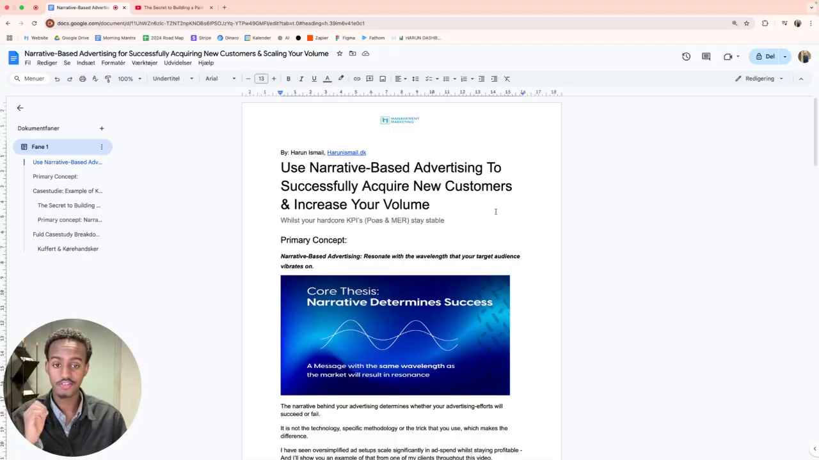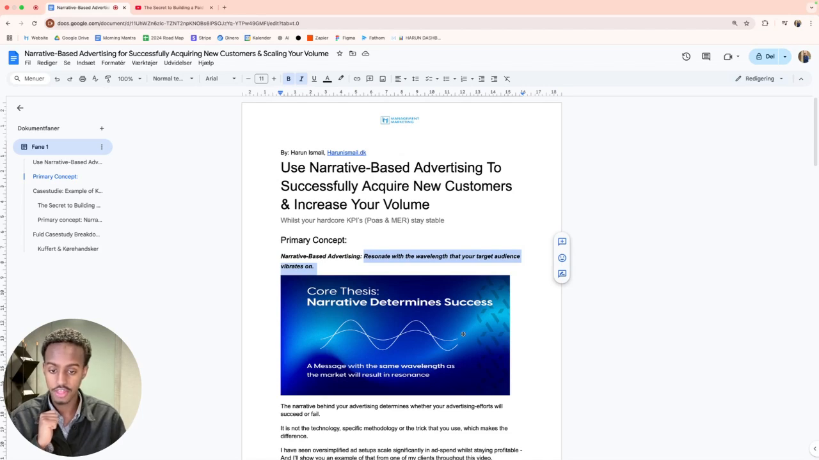Let's get going. Use narrative-based advertising to successfully acquire new customers and increase your volume, whilst your hardcore KPIs such as POAS and marketing efficiency stay stable at scale. The primary concept that I want to talk about in this specific letter is narrative-based advertising. And that pretty much means that you as an advertiser must resonate with the wavelength that your target audience vibrates on.